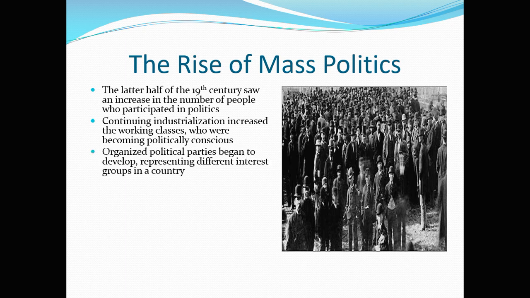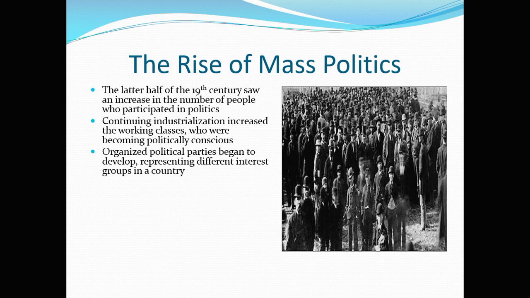We also get the emergence of organized political parties for the first time in the second half of the 19th century, often representing different interest groups. The most obvious example, in the context of what I just said, was the emergence of the Labour Party in the United Kingdom in 1895, which was specifically created to cater to the interests of the working class.